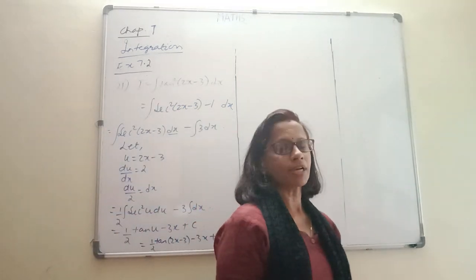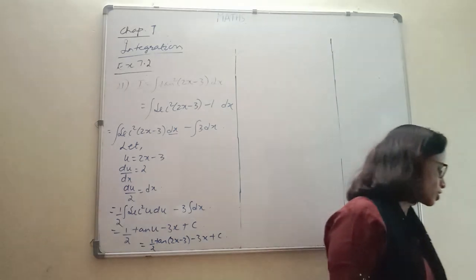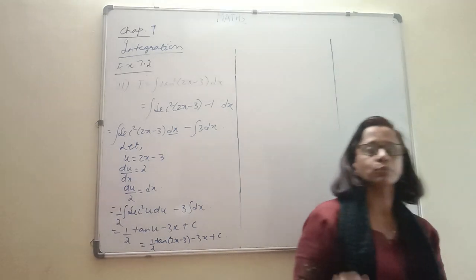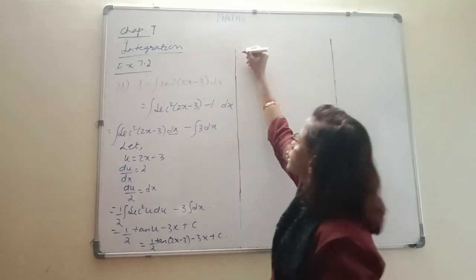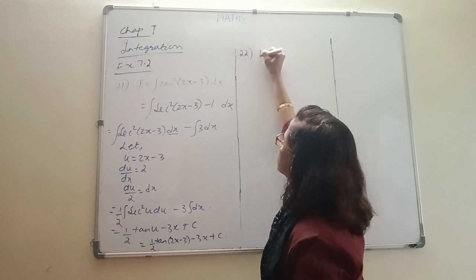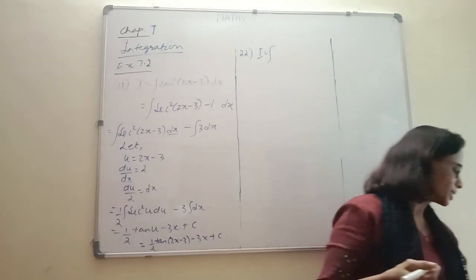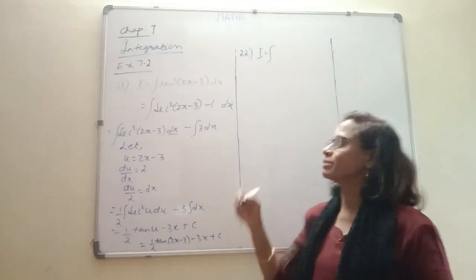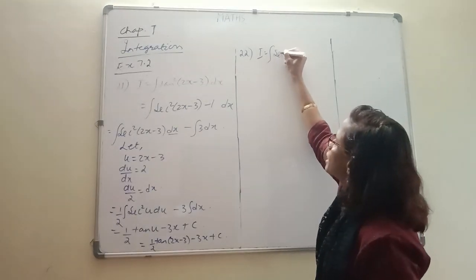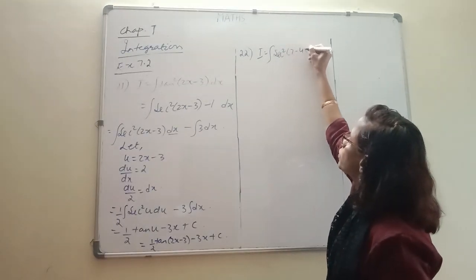The highlight point is that we have converted the tan squared first into sec squared and then we have worked with it. So let's take the 22nd problem. It is also a very simple problem. Eventually when you reach the last exercise, all these problems will be like child's play for you. So this is going to be the integral of sec squared (7 minus 4x) dx.